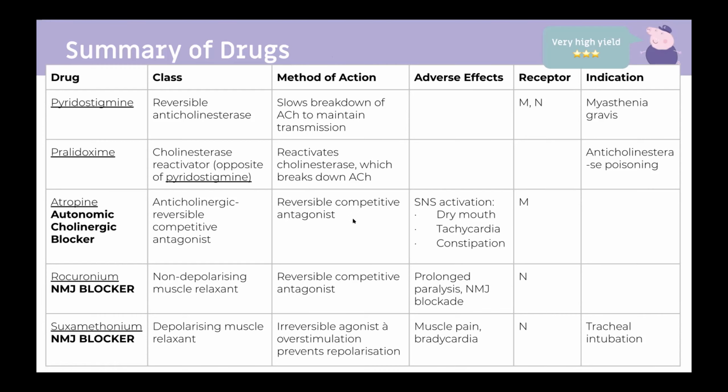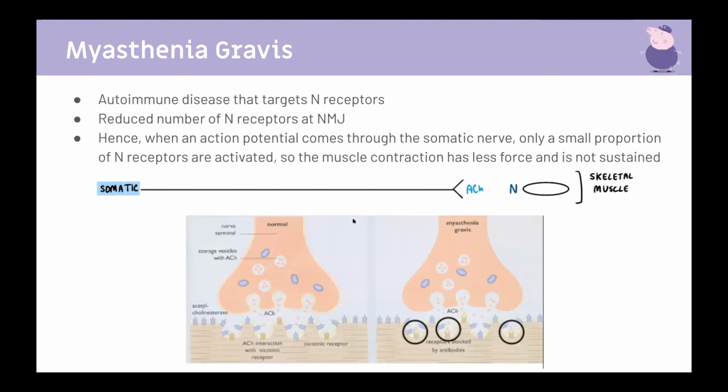All right. So if we continue, let's look a bit more at MG. MG is an autoimmune disease that is targeting your nicotinic receptors. What this means is that you'll have a reduction in the number of nicotinic receptors at your NMJ. Your immune system will somehow be thinking that your nicotinic receptors are actually foreign, when they're not, and that means that antibodies produced by the immune system will attach onto your nicotinic receptors.